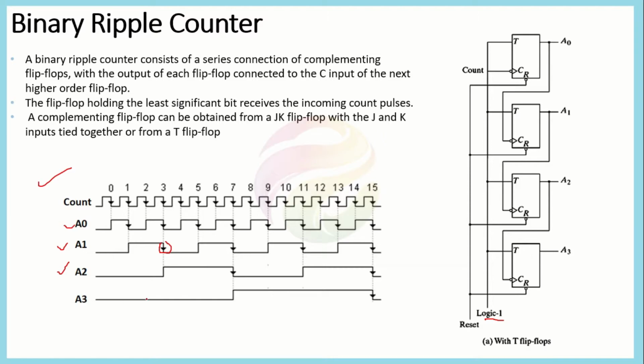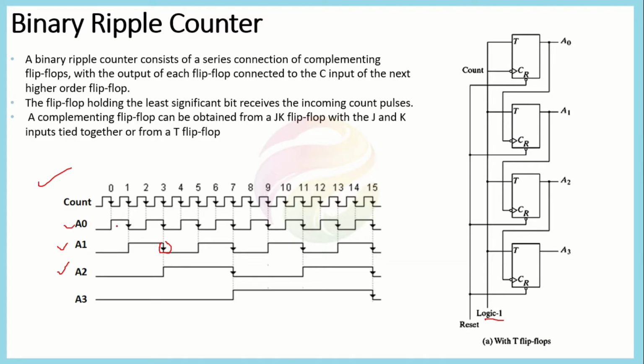Similarly, in the same manner, A3 performs. For A3, A2 becomes the clock signal, and again on the negative clock edge it will decide the output. Because its initial value was 0, it would become 1 here.